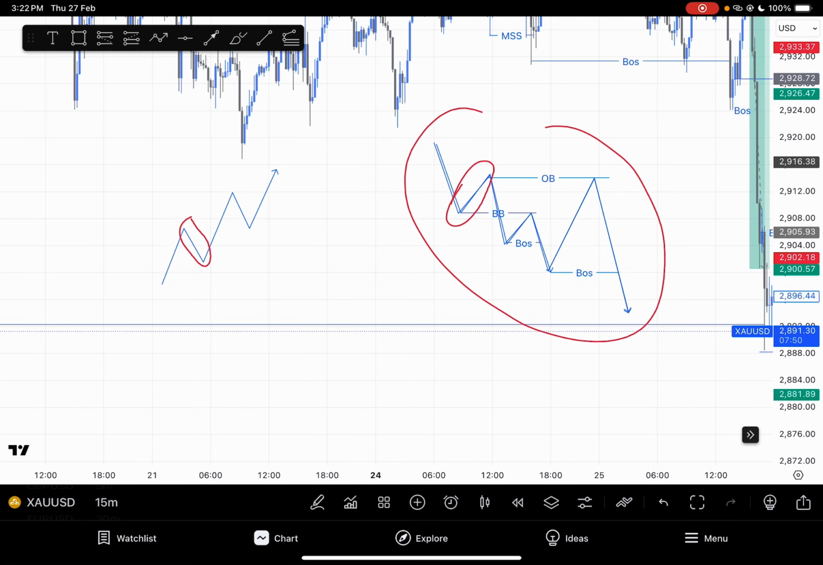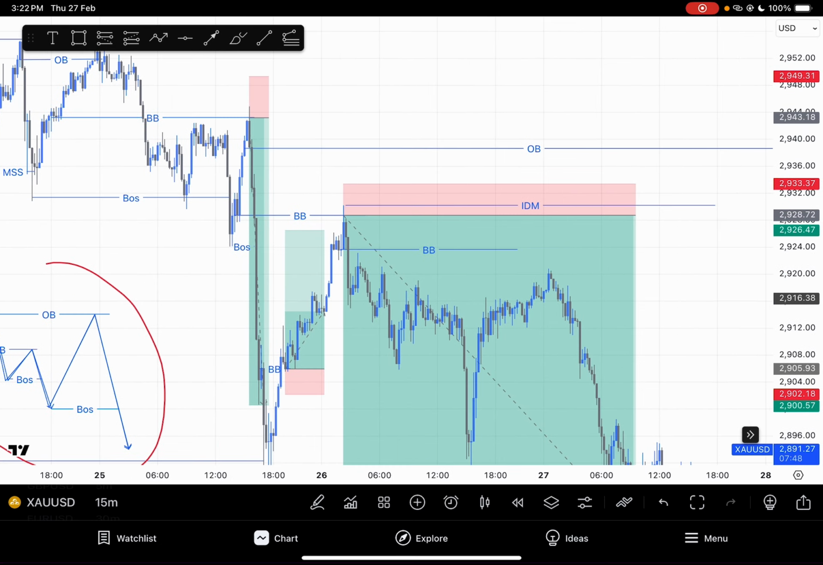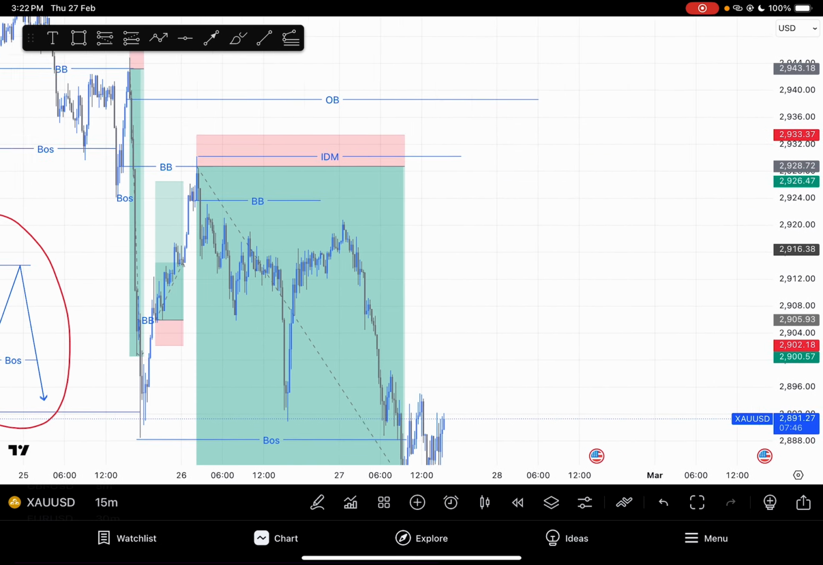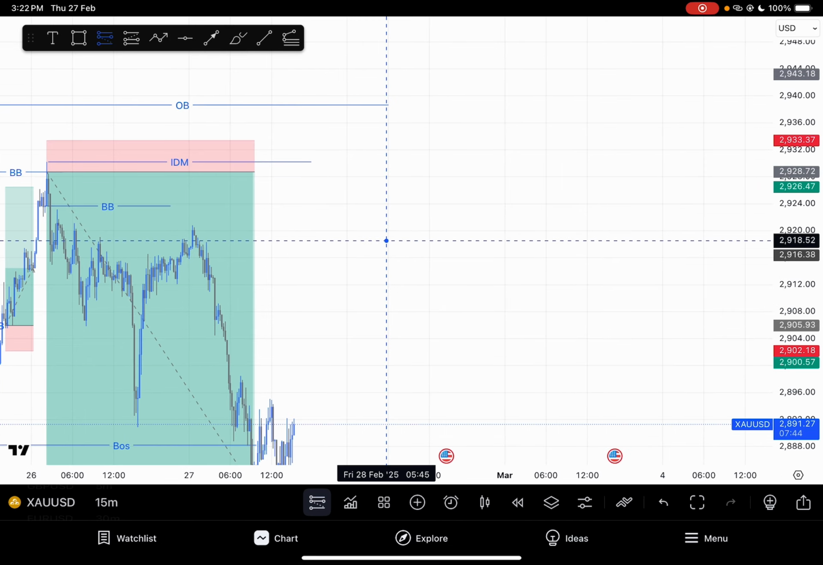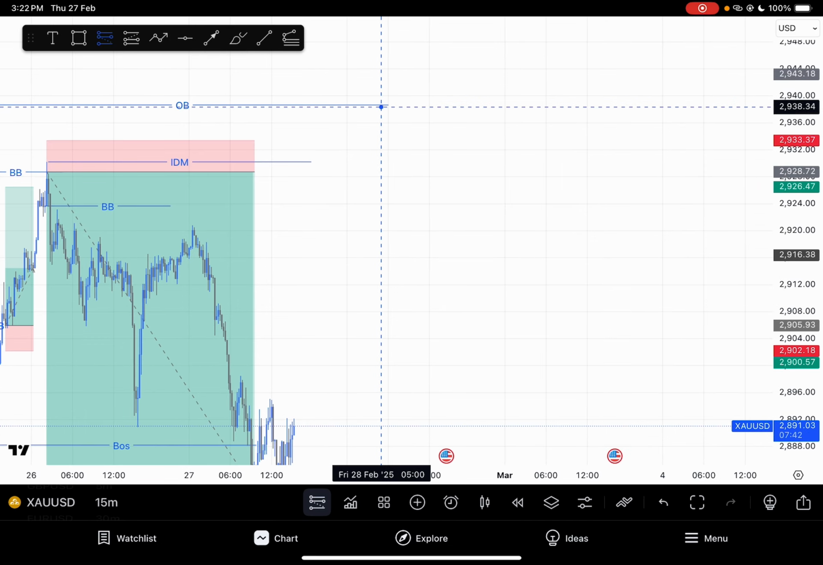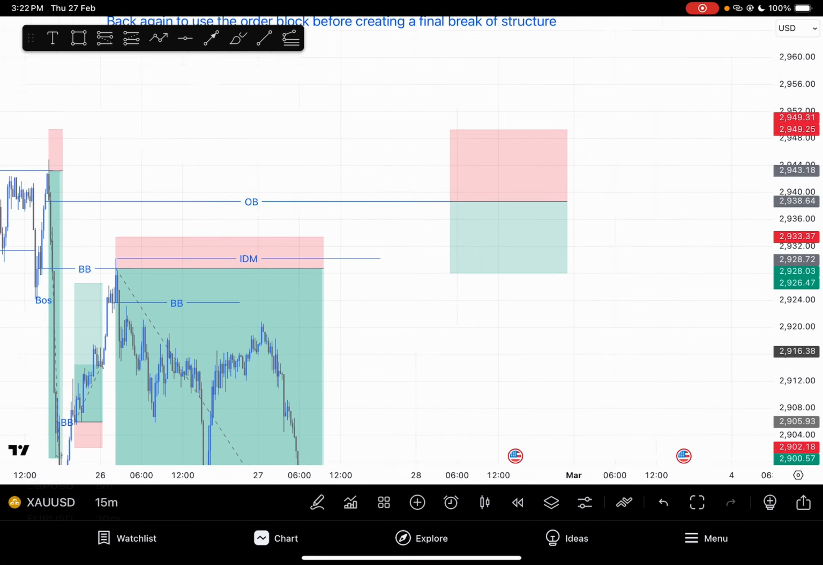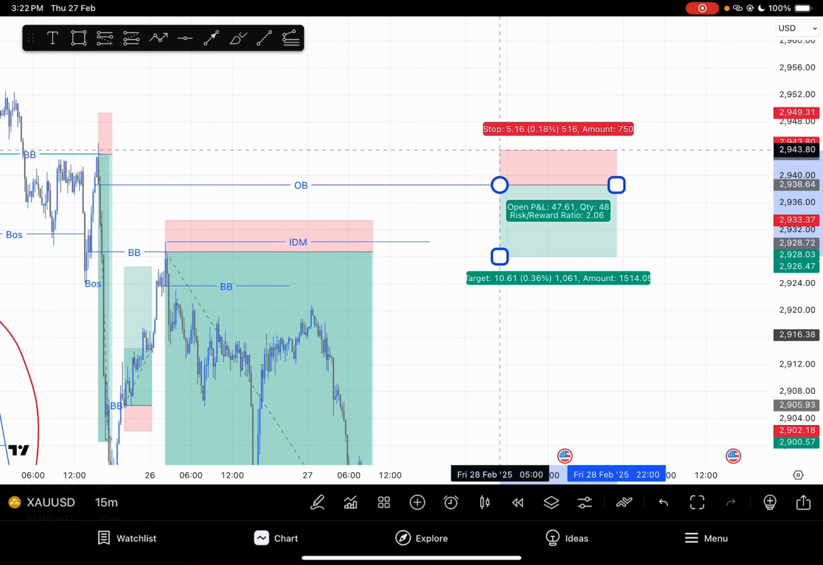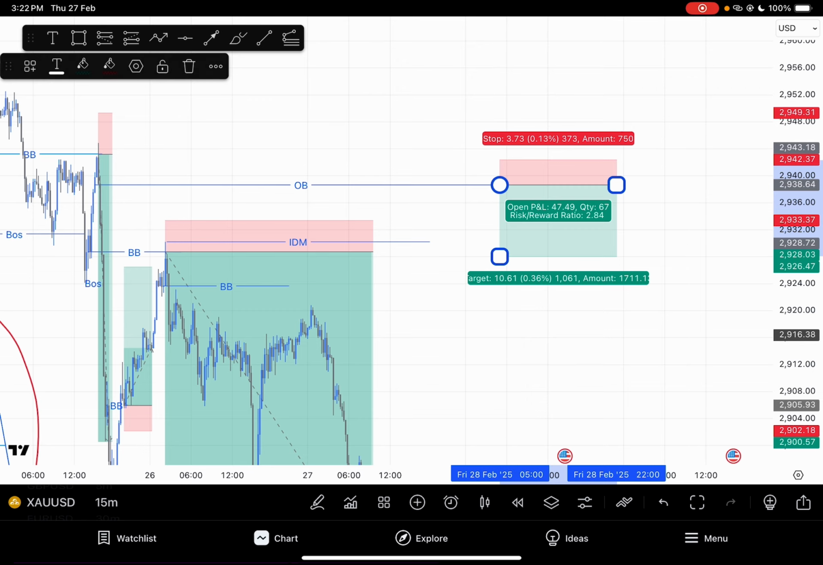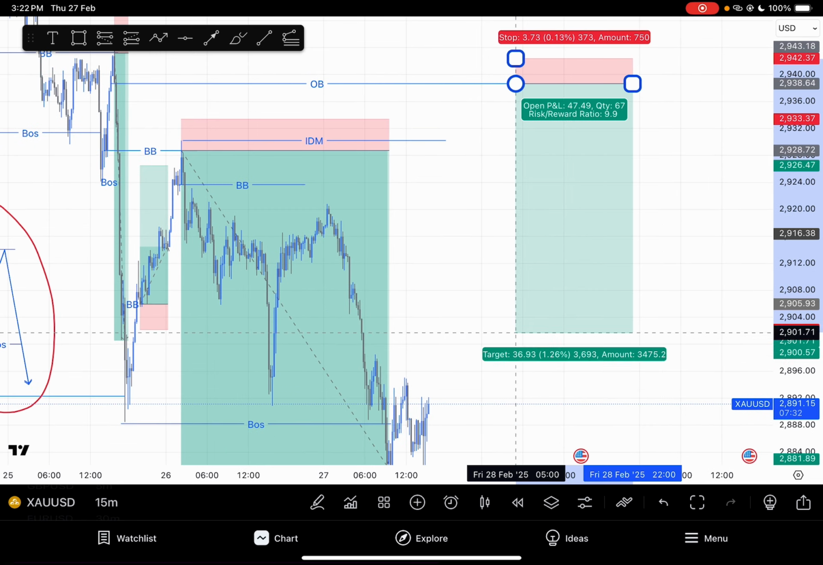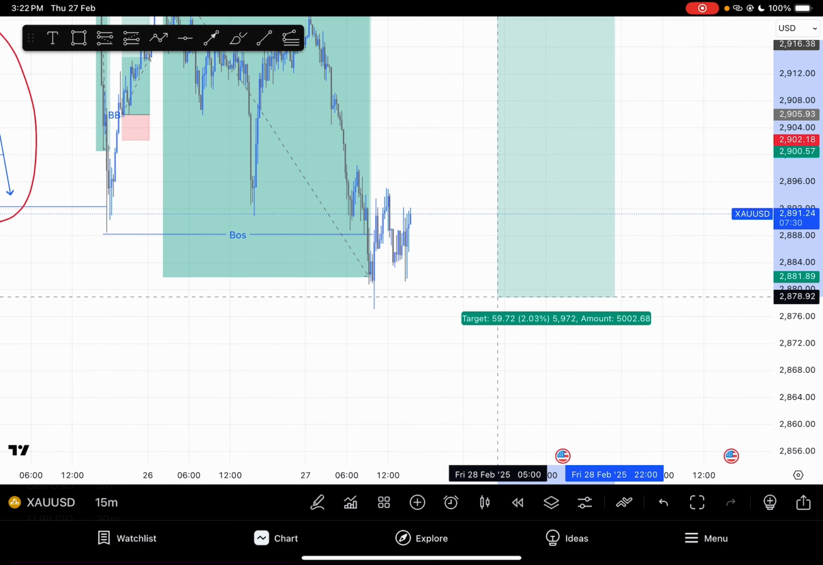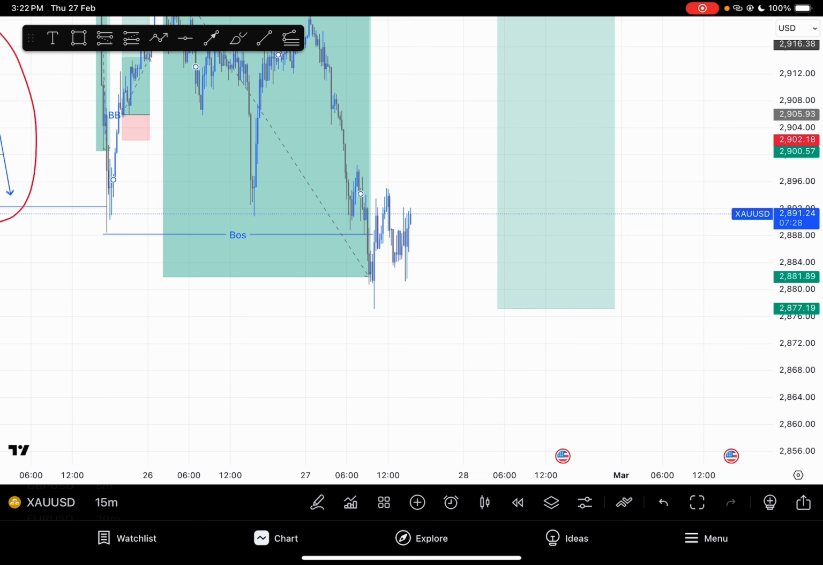So that's all I have for today, and let's watch how this setup goes. So this is what I'm expecting for gold next week or this week probably. So my stop loss will just be a few pips above. Then my take profit will be on this previous liquidity.